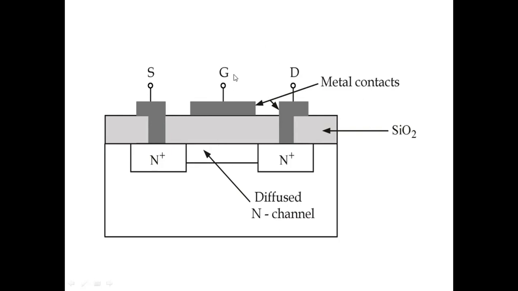The greater the negative voltage on the gate, the greater the reduction in the number of electrons in the channel, and consequently you get lower conductivity. Therefore the drain current decreases with increasing negative voltage on the gate.